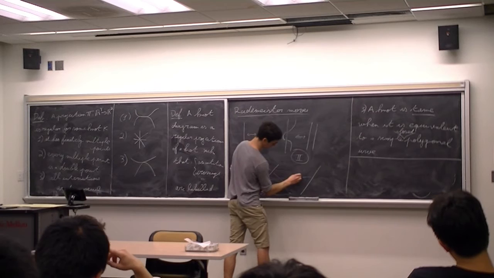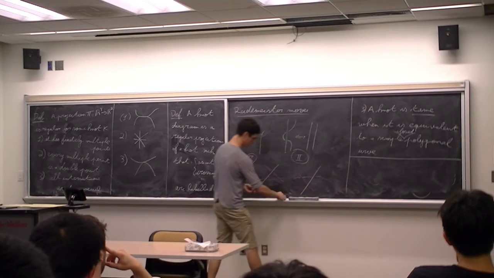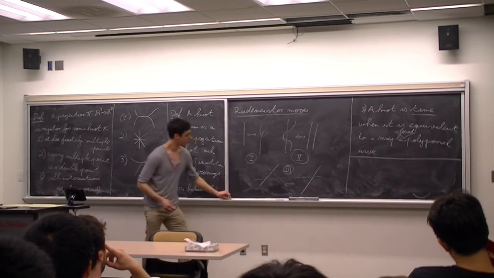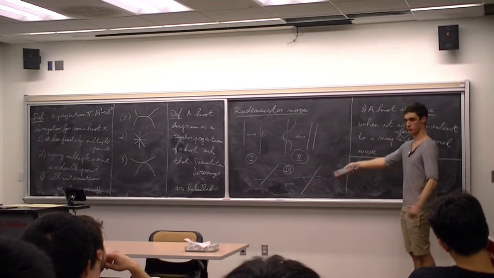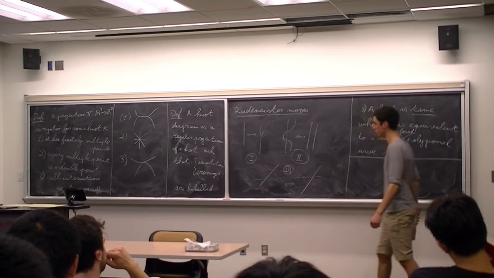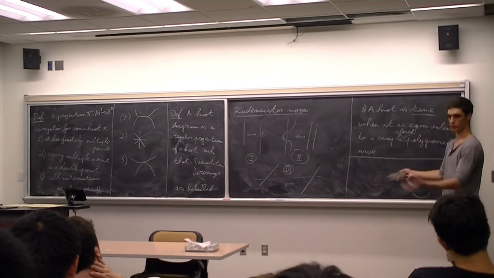Now my red strand is here. Okay, and these two things are the same. And okay, so then two knots are equivalent when you can go from one to the other by finitely many of those moves. It's not surprising these things are true, that two knots are equivalent when they're related by this. What is surprising is that this is all you need, you don't need anything else.